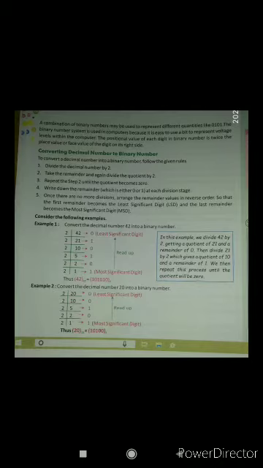The binary number system is used in computers because it is easy to use a bit to represent voltage levels within the computer. So why do we use the binary number? Why does the computer use that? It is easy to use for voltage levels within the computer. The positional value of each digit in a binary number is twice the place value of the digit on its right side. It's simply written, as we have seen in decimal: units, tens, hundreds, thousands.